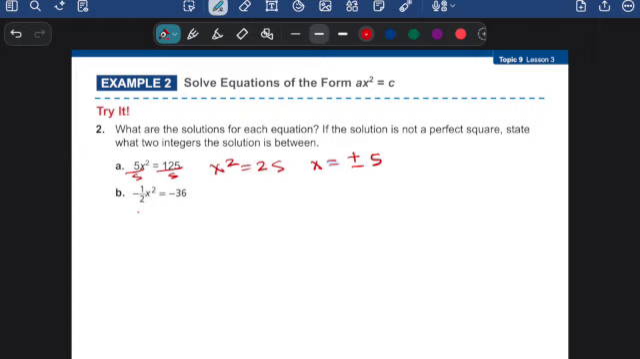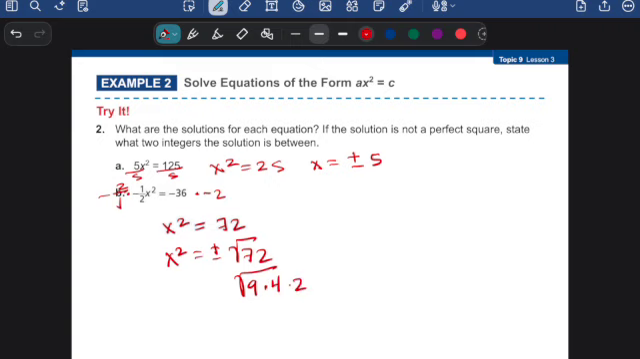For part B, we need to get rid of the coefficient, so we're going to multiply by the reciprocal. Don't forget it is negative, so we're going to multiply both sides by negative 2. That will give us x squared equals positive 72. Take the square root of both sides. X is going to equal positive or negative square root of 72. Can we simplify this? I know 72 is the same as 9 times 8, which is 4 times 2. So there we go. I've got all my squares.